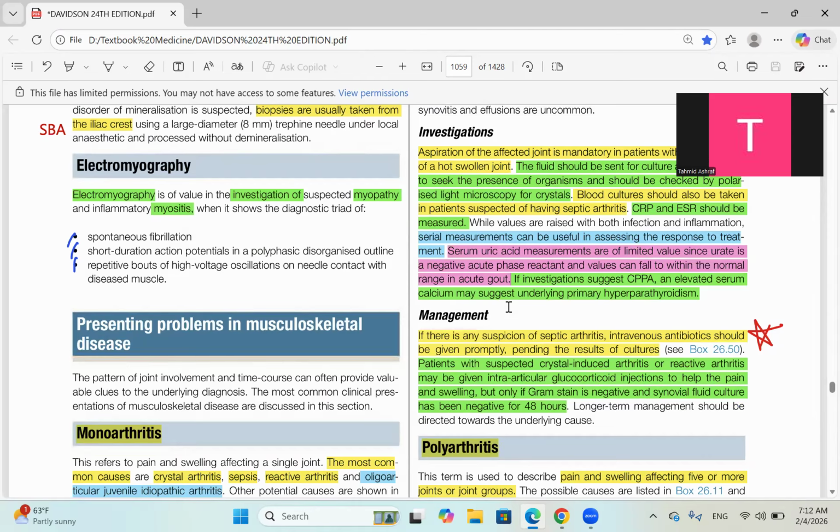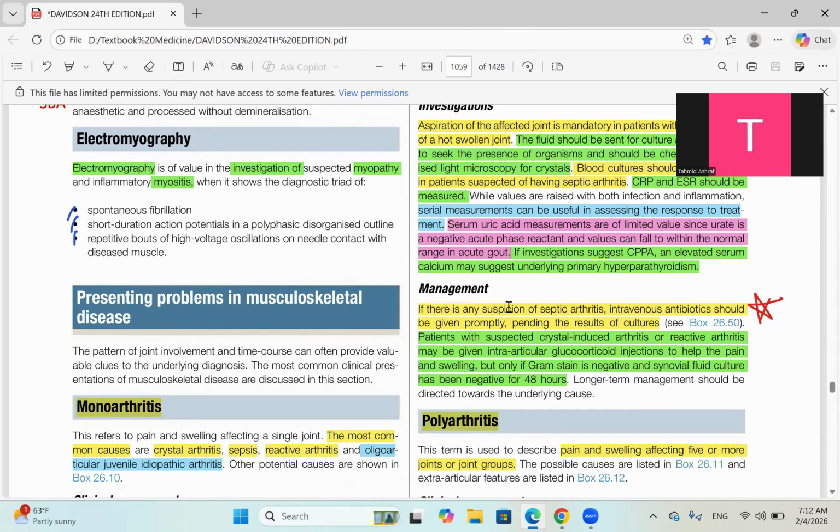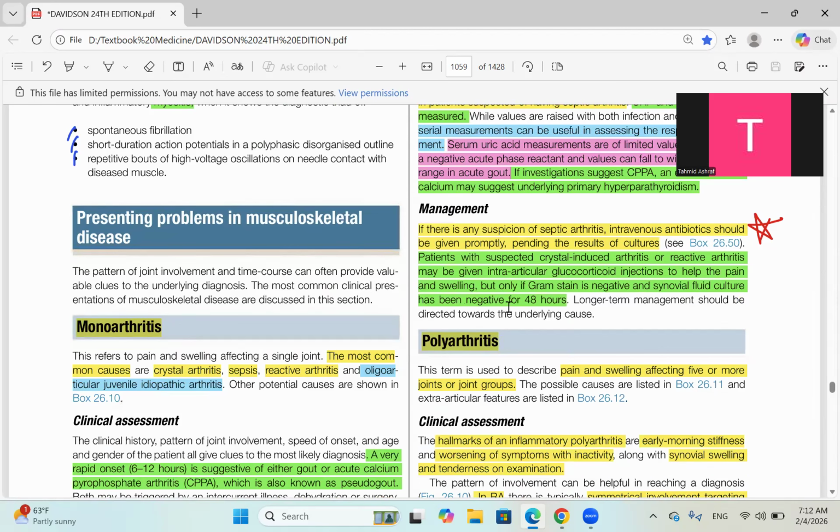Okay. If the investigation suggests calcium pyrophosphate arthritis, an elevated serum calcium may suggest underlying primary hyperparathyroidism. We know that. Regarding the management of acute monoarthritis, if there is any suspicion of septic arthritis, we will have to give IV antibiotics. Intravenous antibiotics should be given promptly, pending the results of culture. So even before the result of culture becomes available, we will have to start empirical antibiotics, and that is also IV antibiotics, not oral, for septic arthritis.